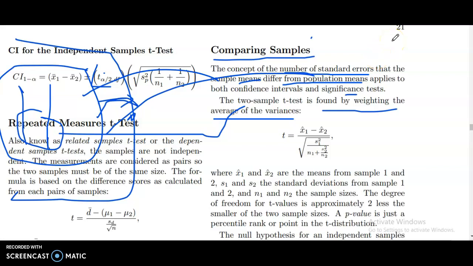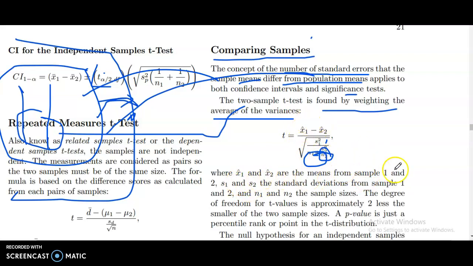Here only one value, the difference of means, is in the numerator. Both variance terms are in the denominator. S2 squared is the numerator and n2 is the denominator, so first is this one. After that, add, then the total is divided. Then take the square root.